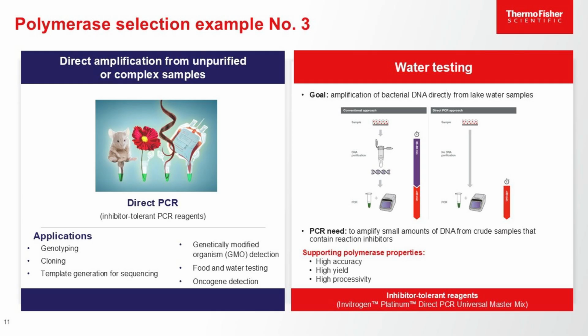In this example, we demonstrate bacterial contamination testing by amplifying bacterial DNA directly from lake water samples. Direct PCR from crude samples requires inhibitor-tolerant reagents such as Platinum Direct PCR Universal Master Mix. It ensures high specificity, yield, and consistency for your PCR experiments.